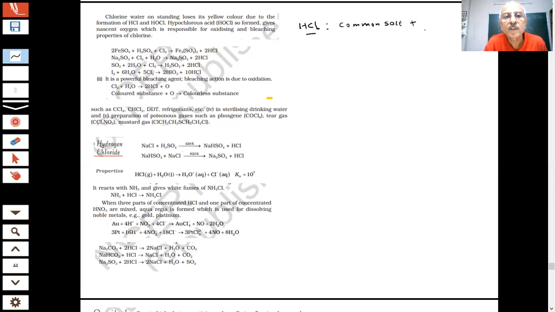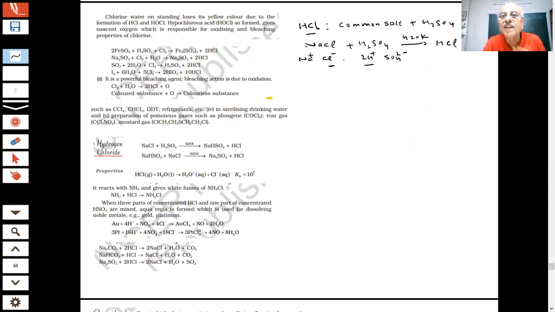and you react common salt with H2SO4, students. What is common salt? NaCl. NaCl, H2SO4, and you will heat it. What is the result of this? What ions do you have here? Na+ and Cl-, you have 2H+ and SO4 2-. So H will go with Cl. So what are you going to get, students? HCl.